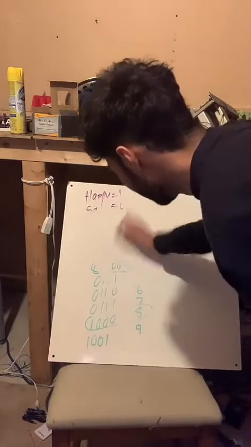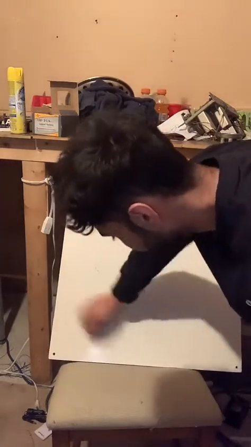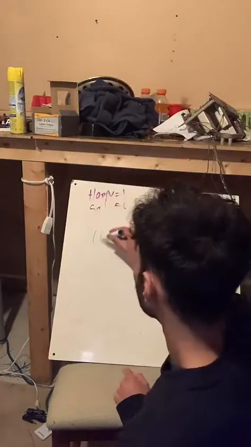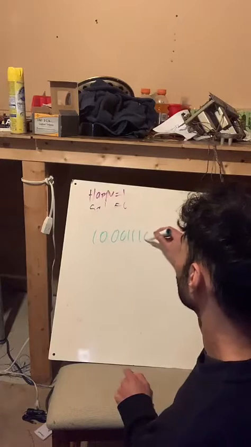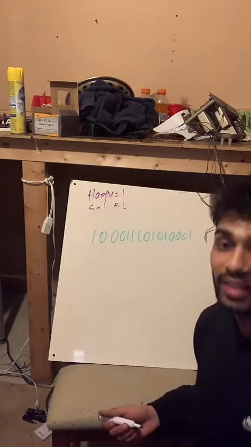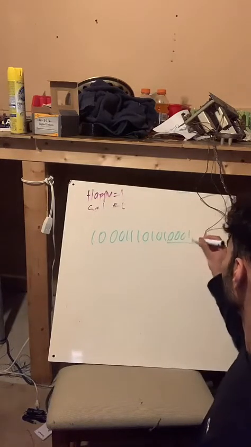Okay, I'm going to take a random binary number, and I'm just going to straight up convert it into hex. Let's just do a big one. 1 0 0 0 1 1 1 0 1 0 1 0 0 0 1. And how do you convert this into hex? You start from the back, you group them in 4s, right?